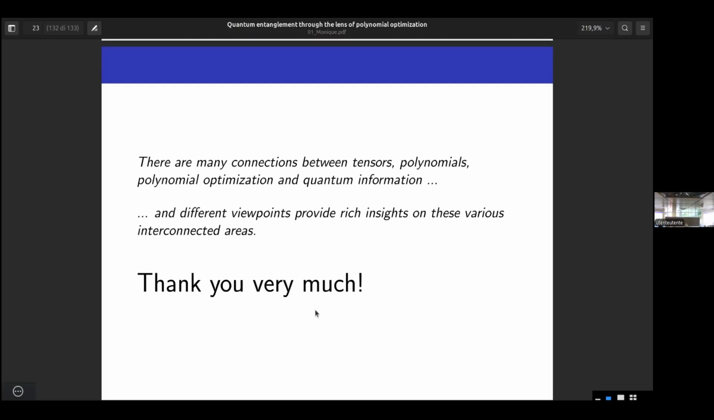It's possible to have a real symmetric quantum state which is separable, but nevertheless does not admit a separable decomposition with real atoms. It at least needs some complex atoms.